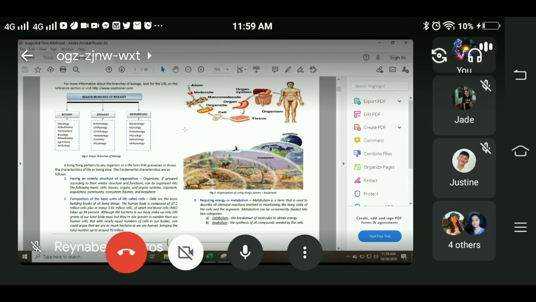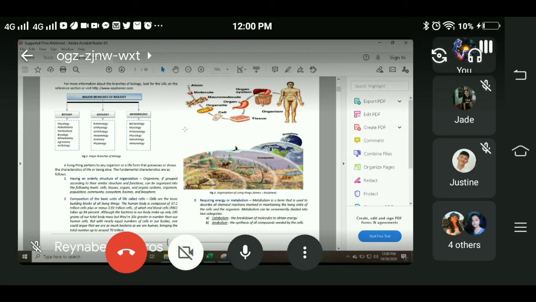Okay? So, a living thing pertains to any organism or life form, okay, that possess or shows the different characteristics of life or being alive. So, ang isang living organism or living thing daw is pinepertain nito yung isang organism, any of the organism that has or possess life. Okay? And they show the different characteristics of being alive or having life.